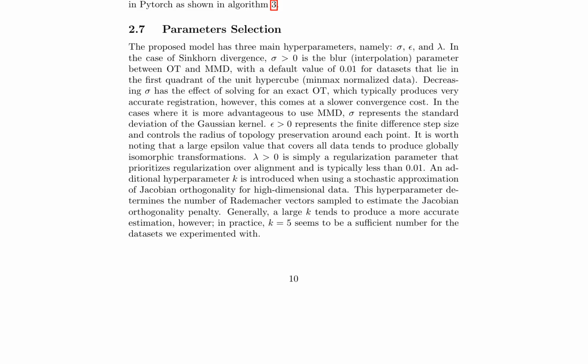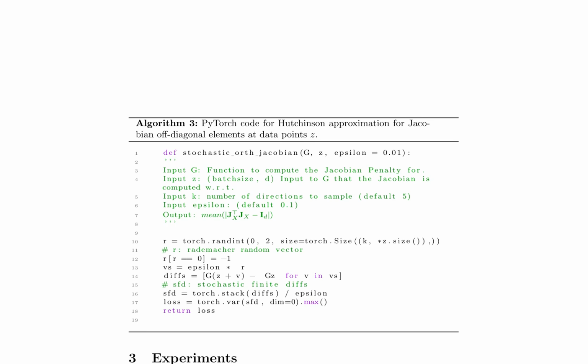The model has three main hyperparameters, sigma, e, and lambda, which control the blurring, finite difference step size, and regularization strength, respectively. An additional hyperparameter k is introduced when using the stochastic approximation of Jacobian orthogonality, which determines the number of Rademacher vectors sampled. The choice of these hyperparameters affects the performance of the model, and default values are provided for different scenarios. Here is a combined summary of pages 11 and 12 of the research paper.